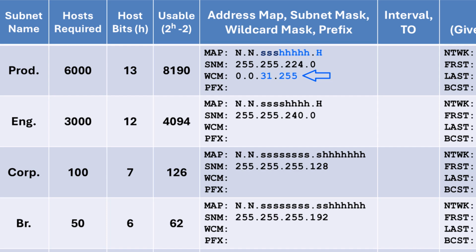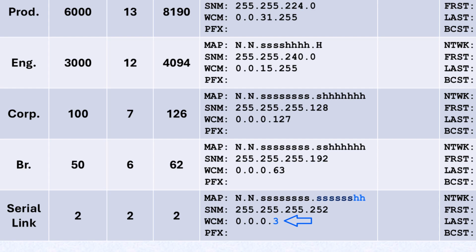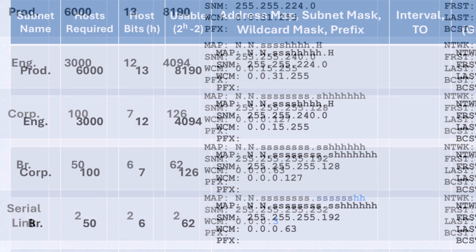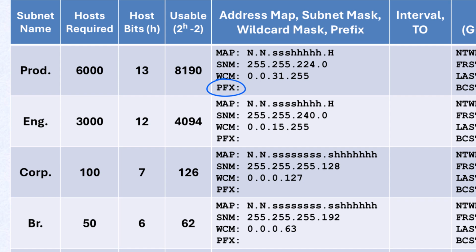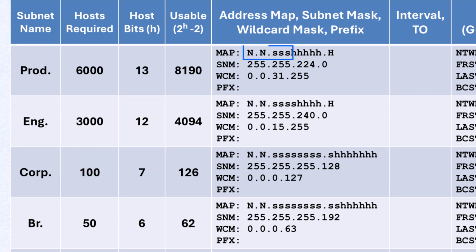Now determine the wildcard mask for the other subnets. Engineering, corporate, the branch office, and the serial link. Now we come to the prefix length. The prefix length is simply the total number of network bits. The subnet address map for the production subnet has 19 network bits, so the prefix length is /19.